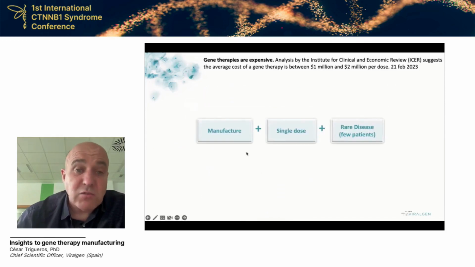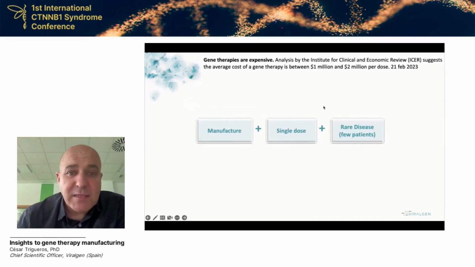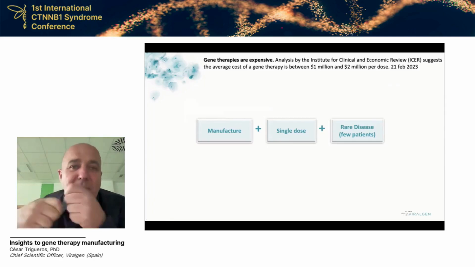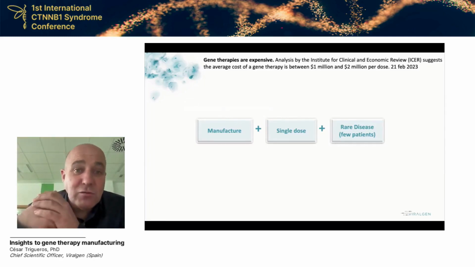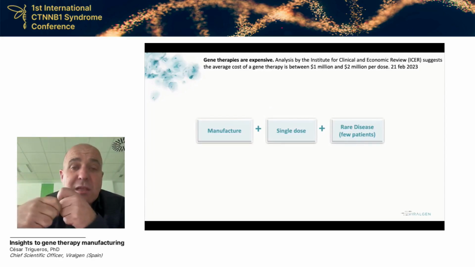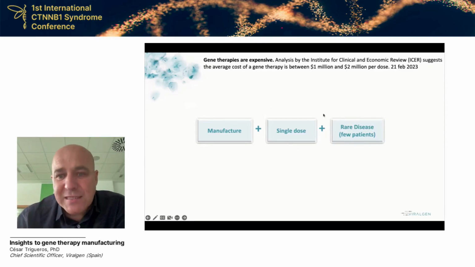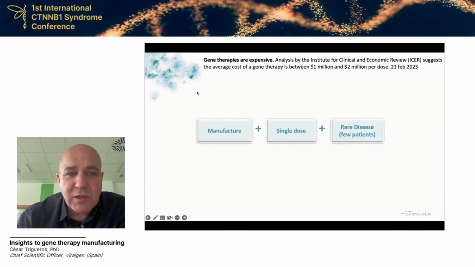And the last one, which is really important, is that we are facing a completely new paradigm, which means that we are working with a single dosage. For a pharma company, this is not ideal, because what a pharma company really wants is to sell as many drugs as they can. Now we are facing something where with one single dosage we are able to treat the patient. And we are working mainly in rare diseases, which means there are very few patients. So the investment in manufacturing is massive to have a single dosage for a few patients.